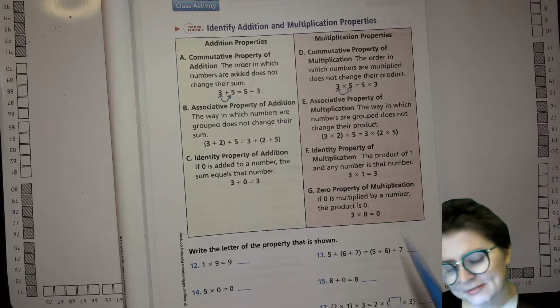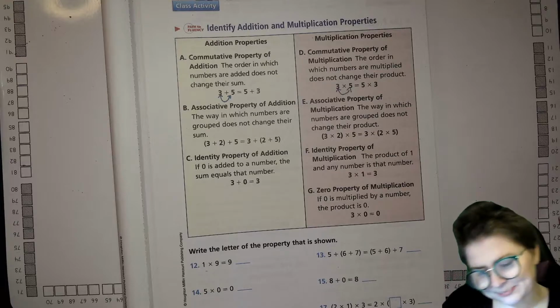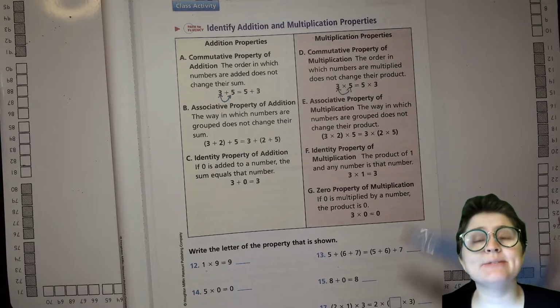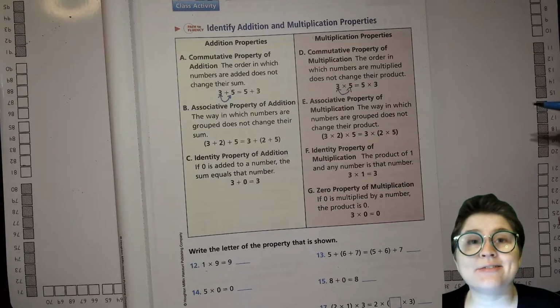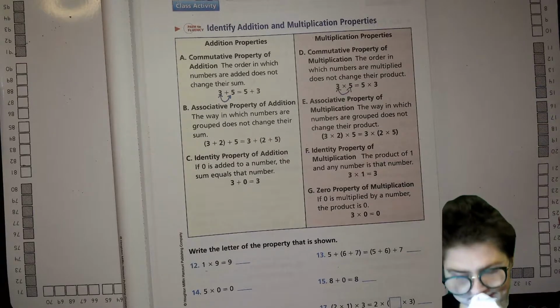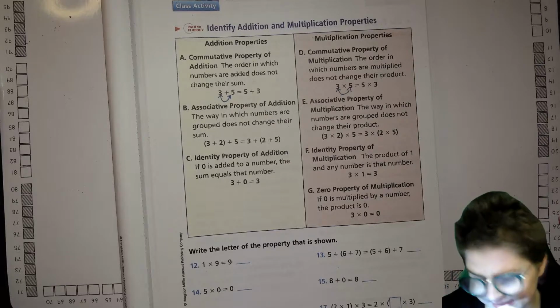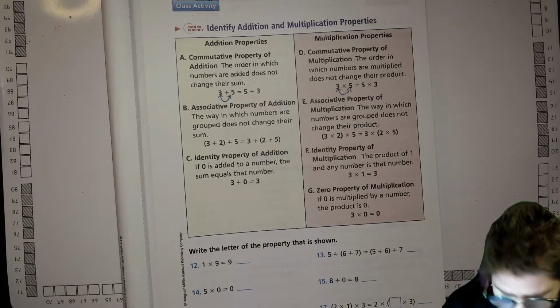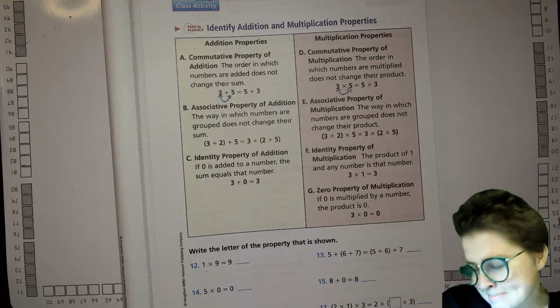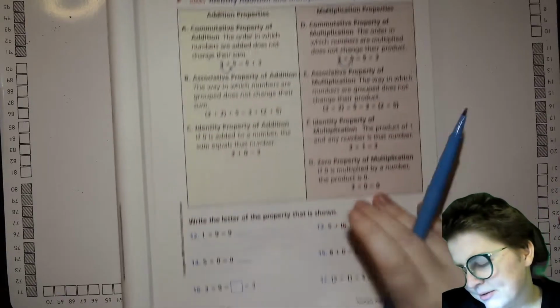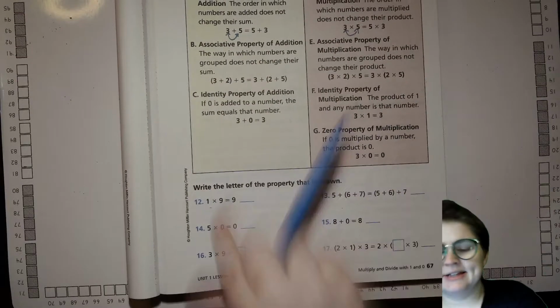The 0 property of multiplication, we talked about that a second ago. If you have a number 0 times, then you have 0, right? So if 0 is multiplied by a number, the product is 0. Now, we are going to now talk about which property these are going with.